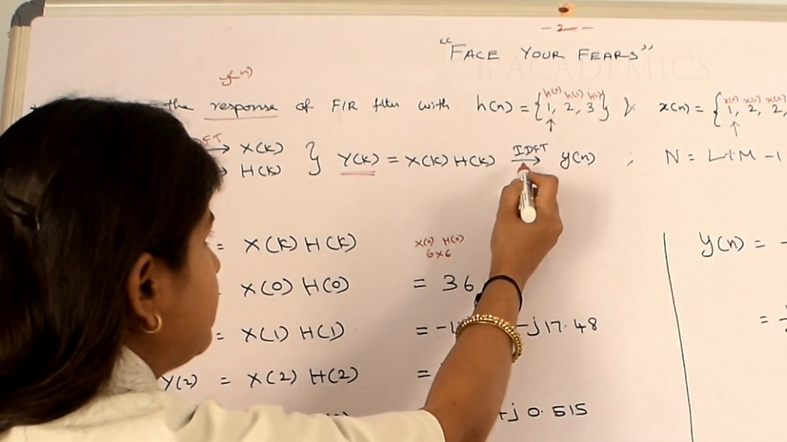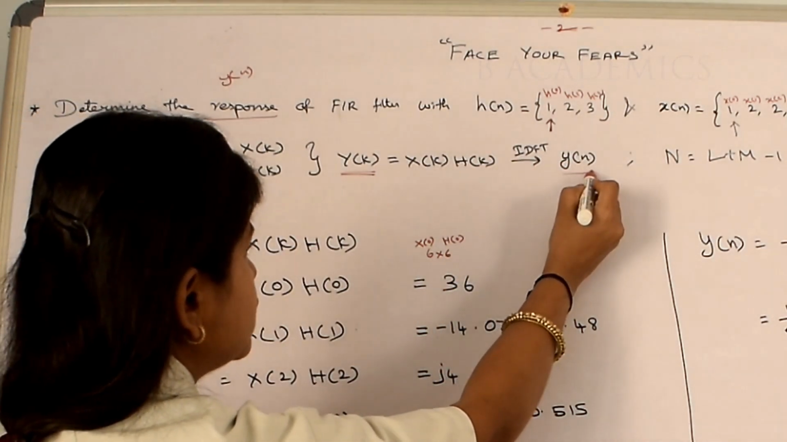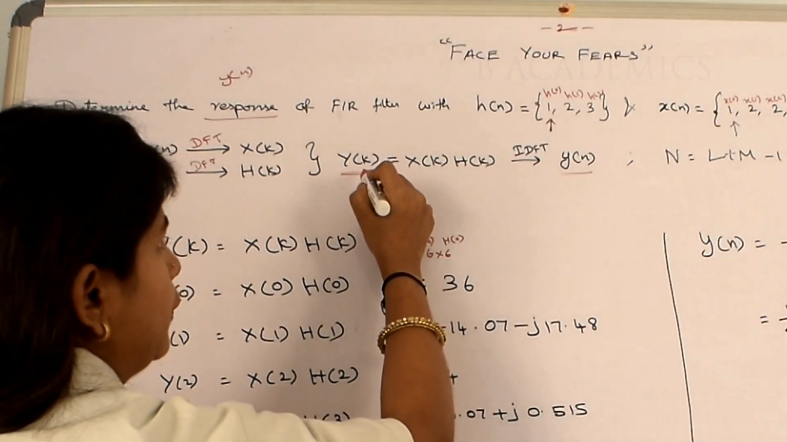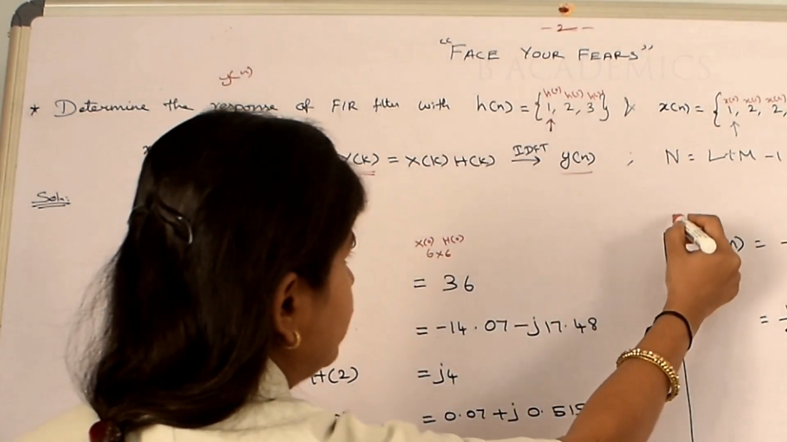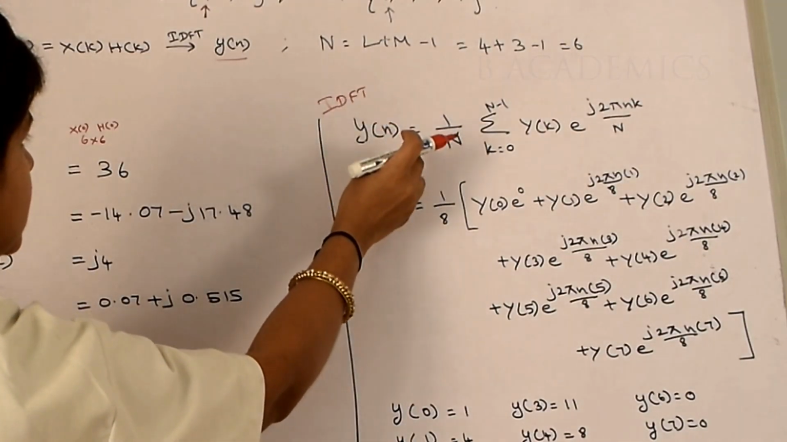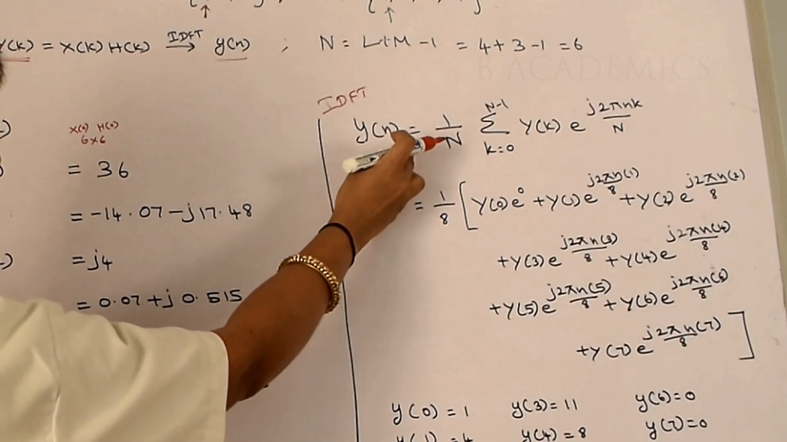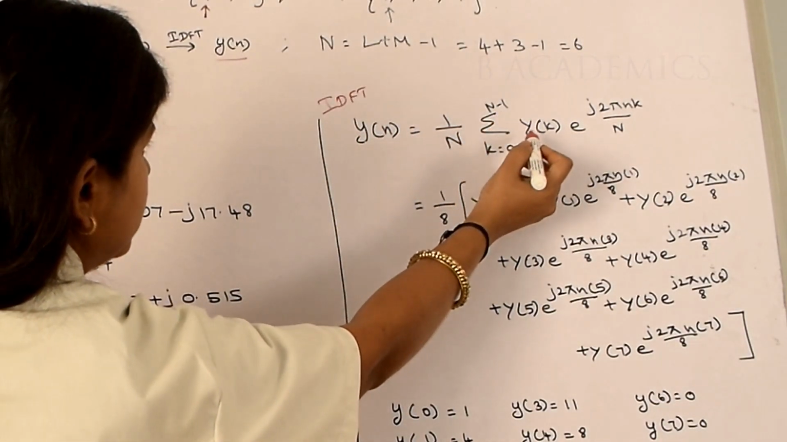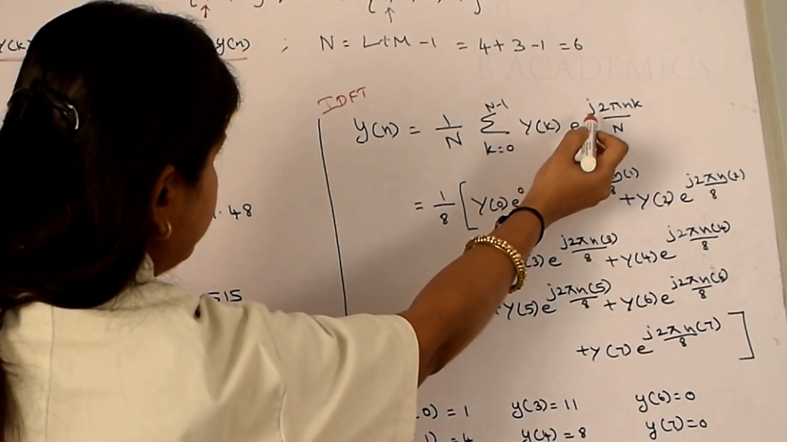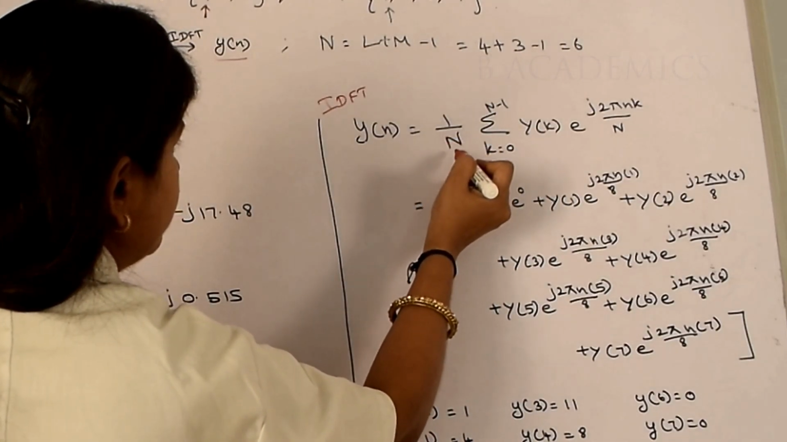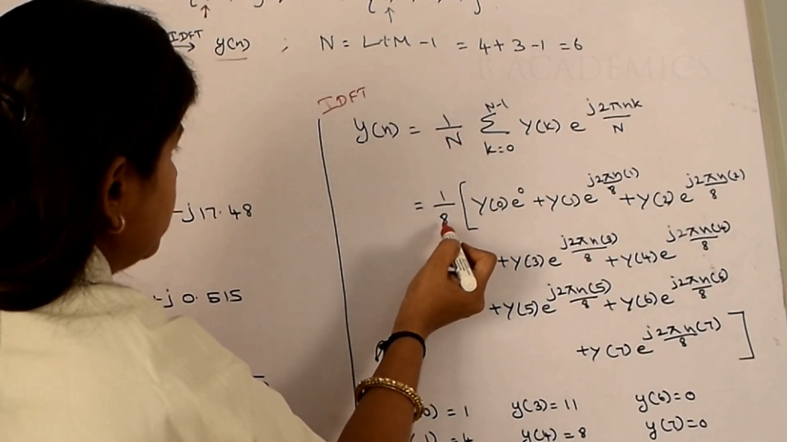Now the next step is to find the response for y of n by performing IDFT for Y of k. So we know the IDFT formula, right? Inverse discrete Fourier transform formula is y of n equal to 1 by N summation k equal to 0 to N minus 1 Y of k into e power j 2 pi n k divided by N. Here N value is 8. We have assumed it to be 8.